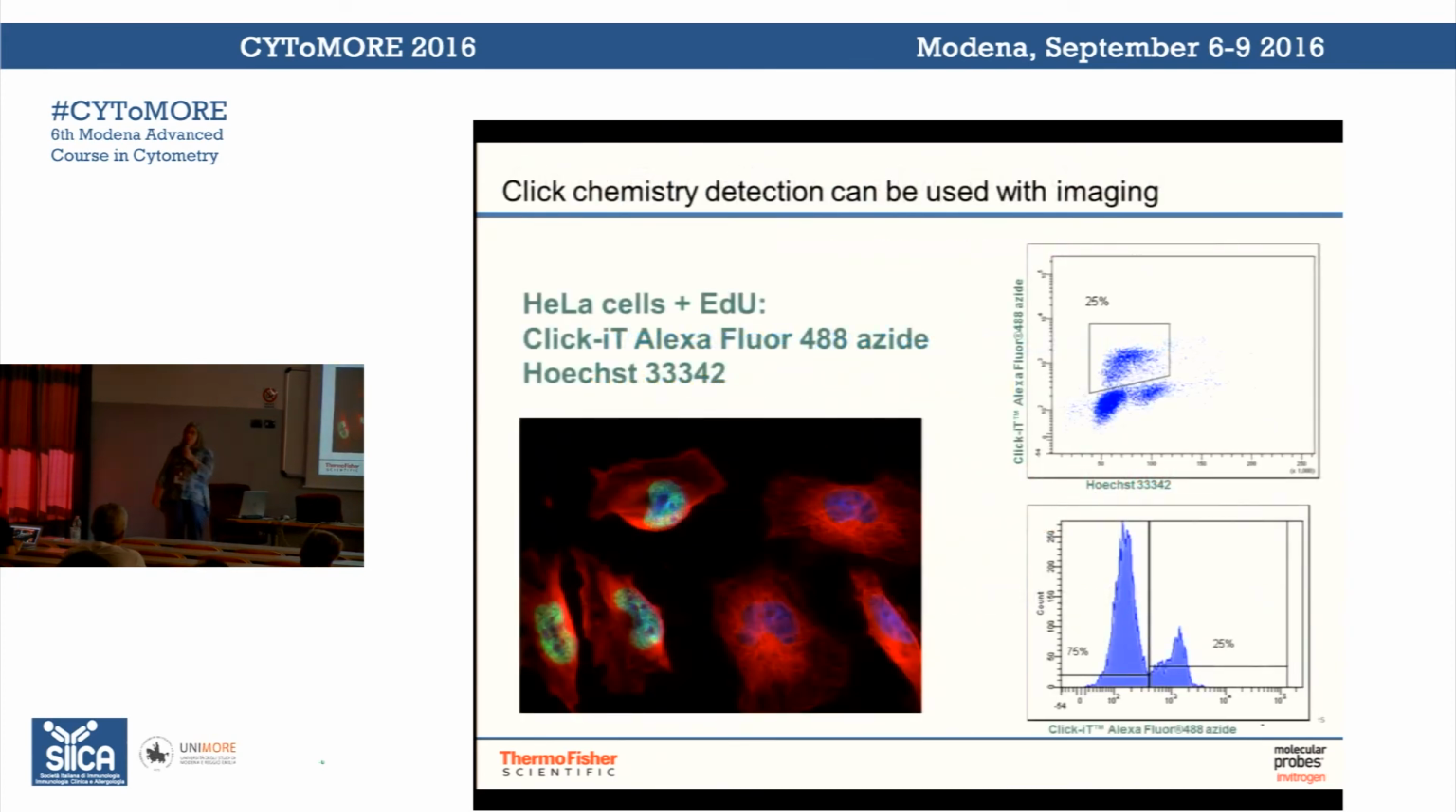It's also compatible with imaging. So here we have an Alexa Fluor 488 with Hoechst as a nuclear dye, and this is HeLa cells. So you can see these are the cells that are actively synthesizing DNA, and these are not.